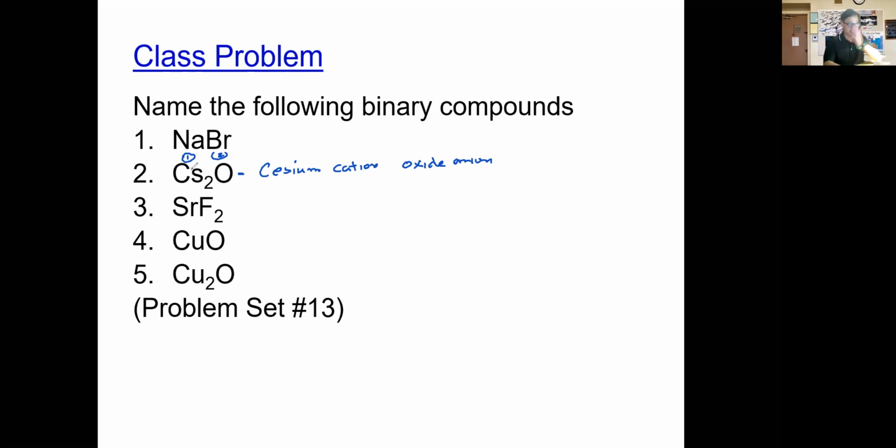No. Hopefully you recognize that because cesium is a 1A metal, you don't have to include the Roman numeral here. So the next step then is we just make sure we drop the word cation and anion, and write down whatever's left over. And we get the name of the compound. So this is going to be the cesium oxide. That's the name of that compound. Okay. All right. Very good.